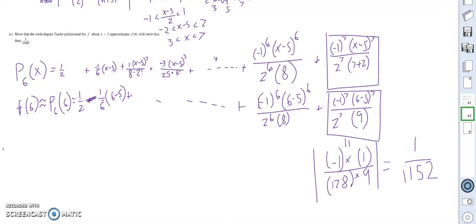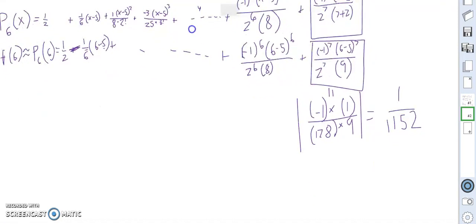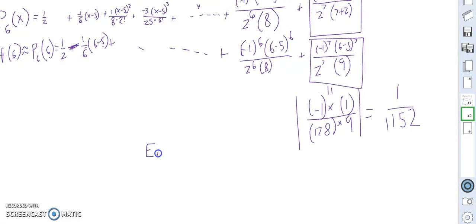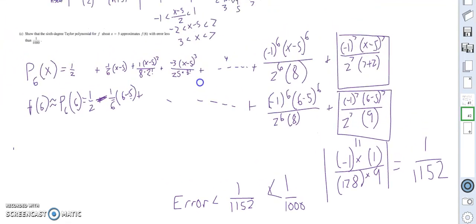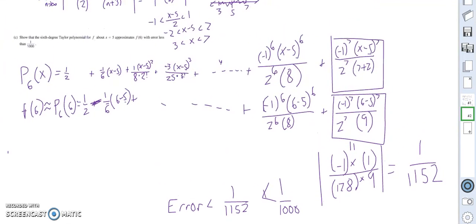My error is not more than that. My error is less than 1 over 1152, which means it's definitely less than 1 over 1000, because 1 over 1152 is already smaller than 1 over 1000. So my error is definitely less than 1 over 1000. And again, the key here was that it's an alternating series. I didn't need to go through the work of Taylor's theorem of finding Lagrange error because it was an alternating series, so I just looked at the first neglected term.